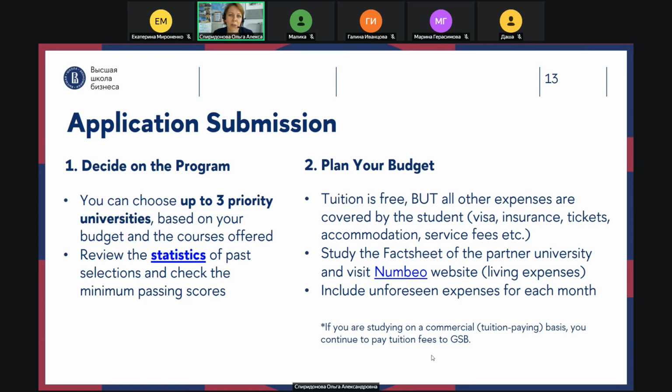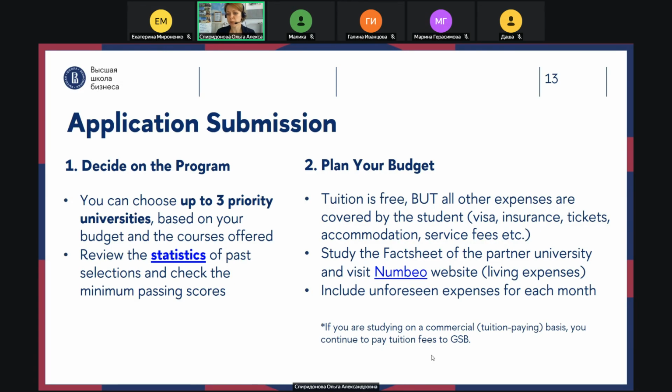In spite of the fact that tuition is free, all the other expenses are covered by students. So you have to pay for visa, insurance, tickets, accommodation, and so on and so forth. And maybe study this website Numbeo that can help you to understand what the prices are and if it's okay for your budget to go to this country, to this university.